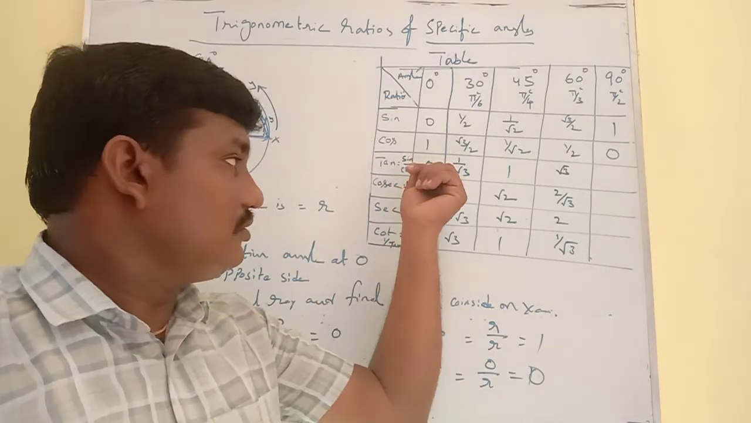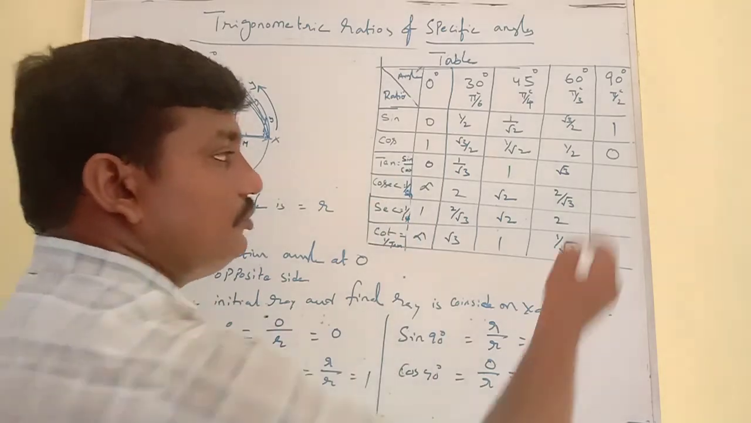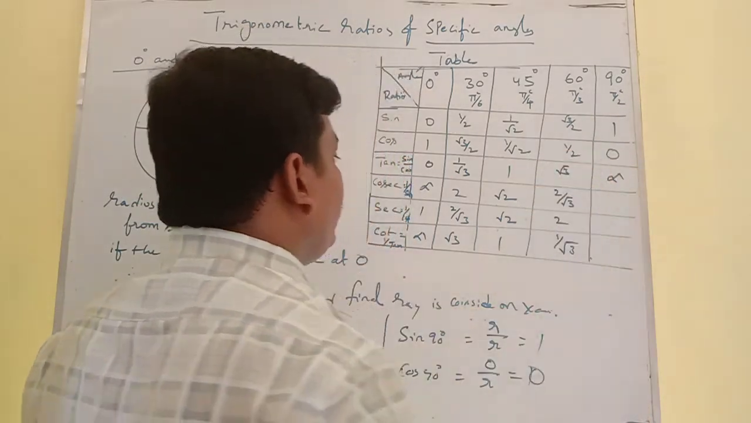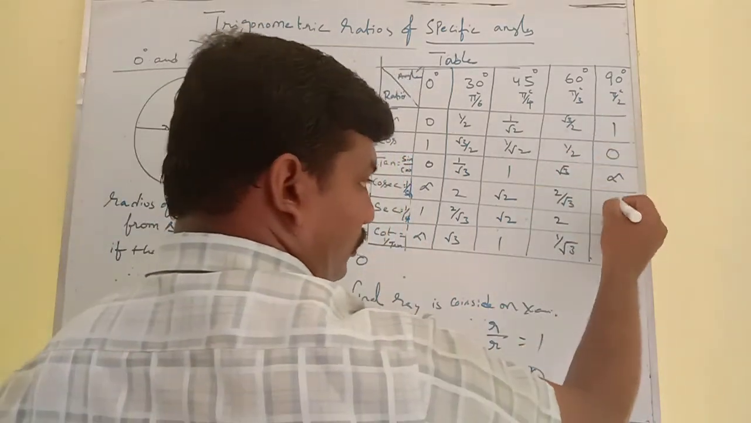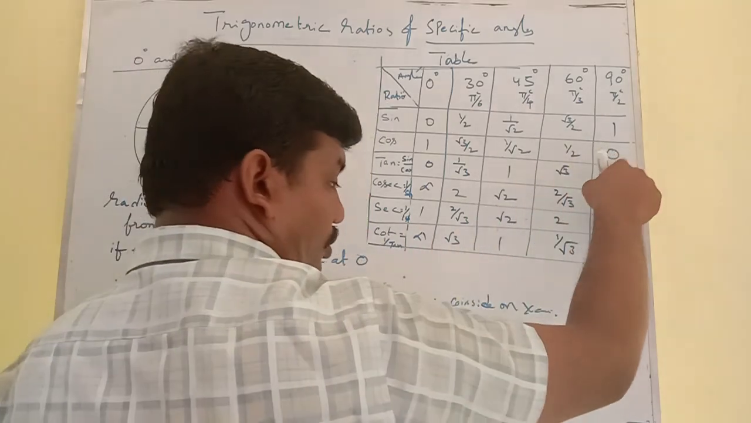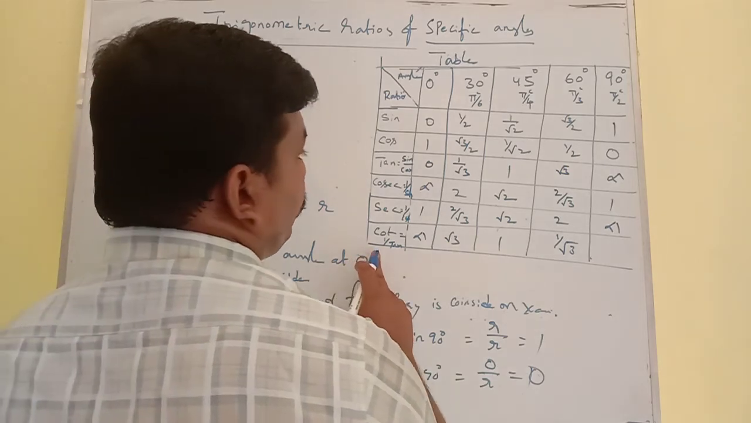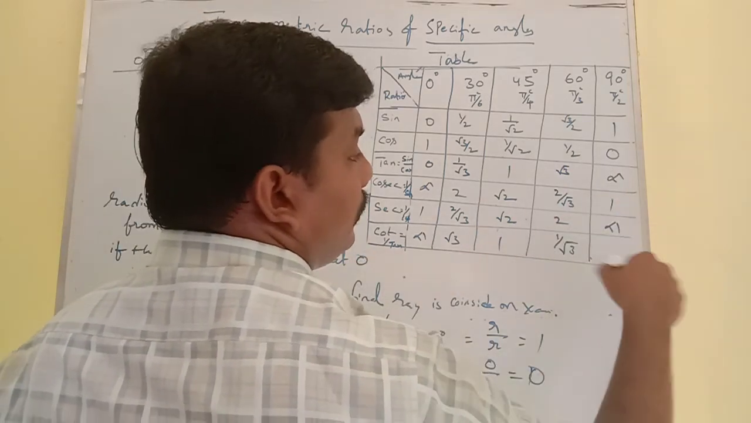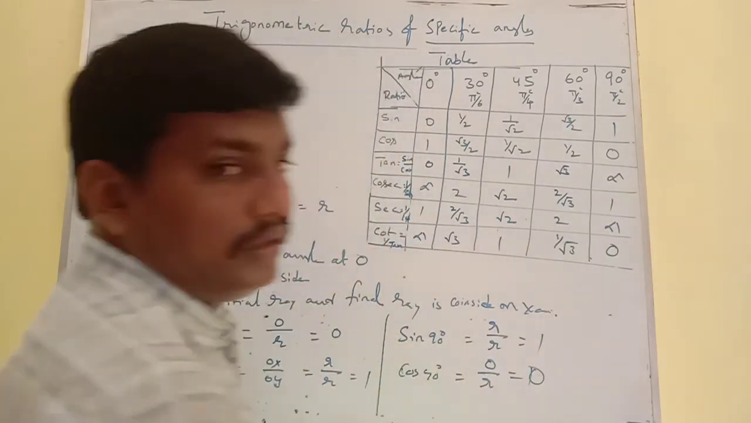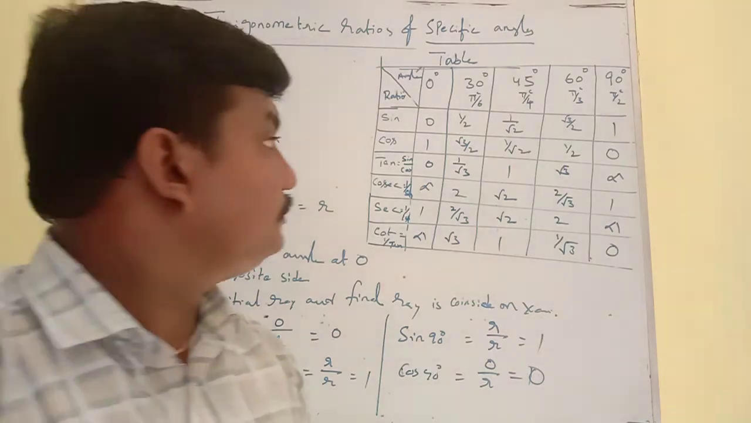Tan is sine by cos, that is 1 by 0, which is also infinity. Then cosecant is 1 by 1, that is 1. Secant is 1 by 0, the reciprocal, infinity. Then cot is the reciprocal of tan. Tan is infinity, so cot becomes 0. The reciprocal of infinity is 0.